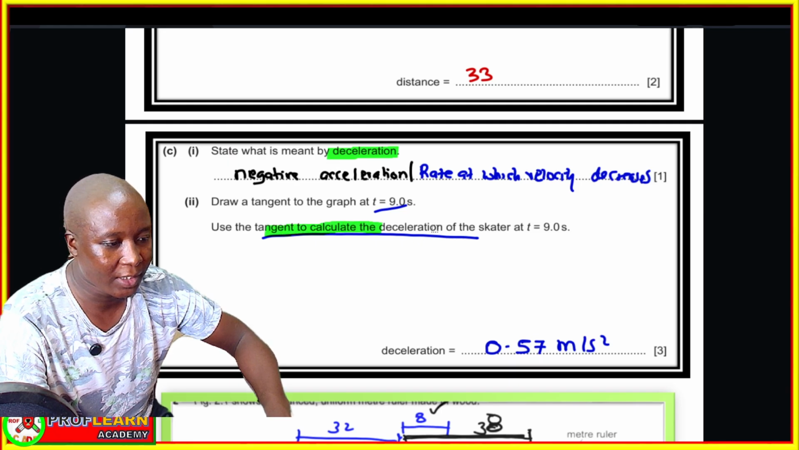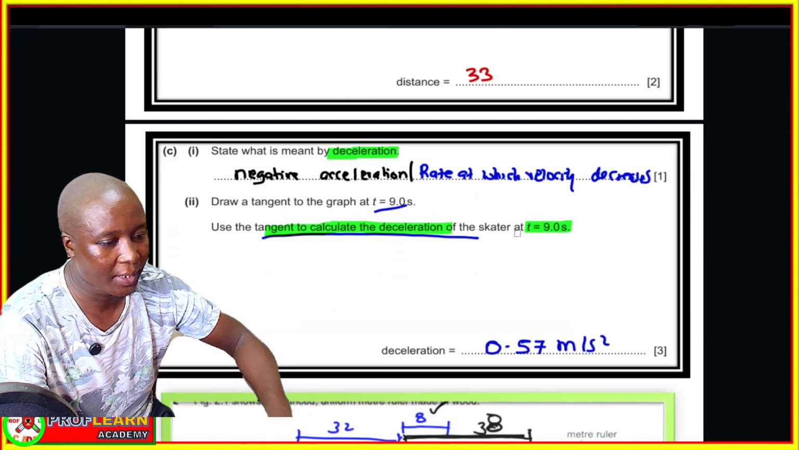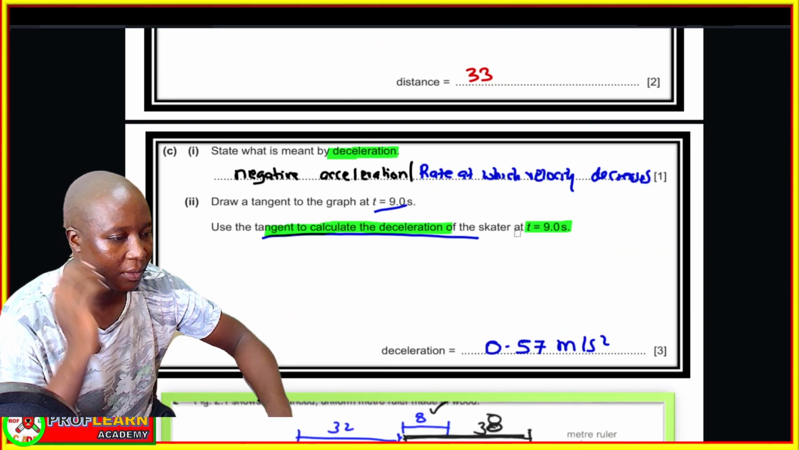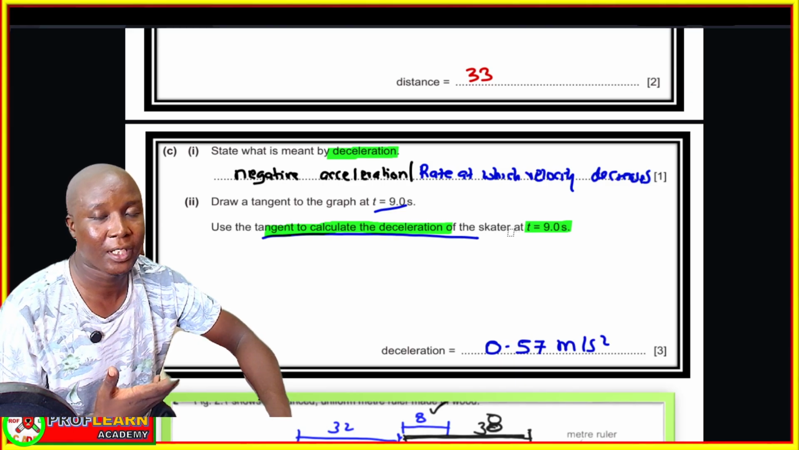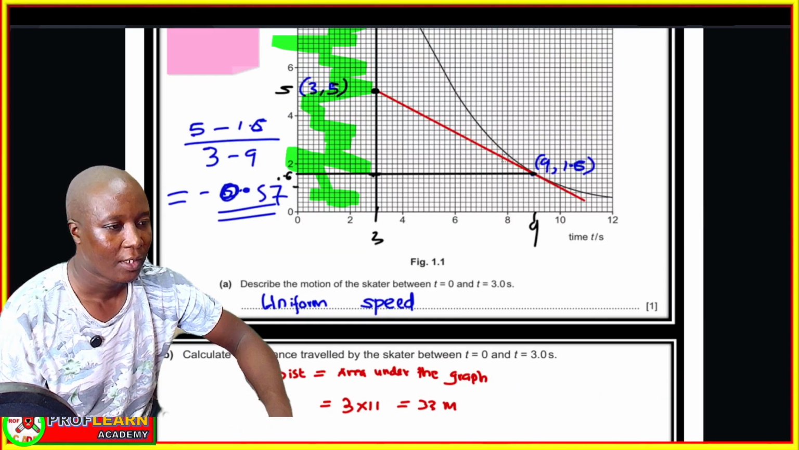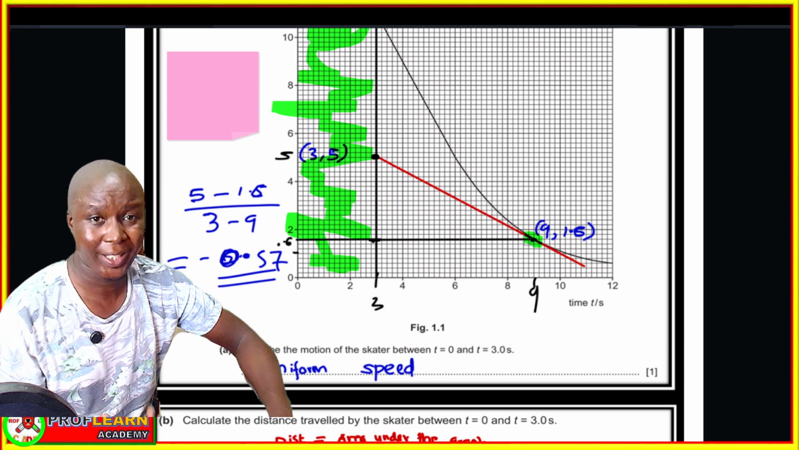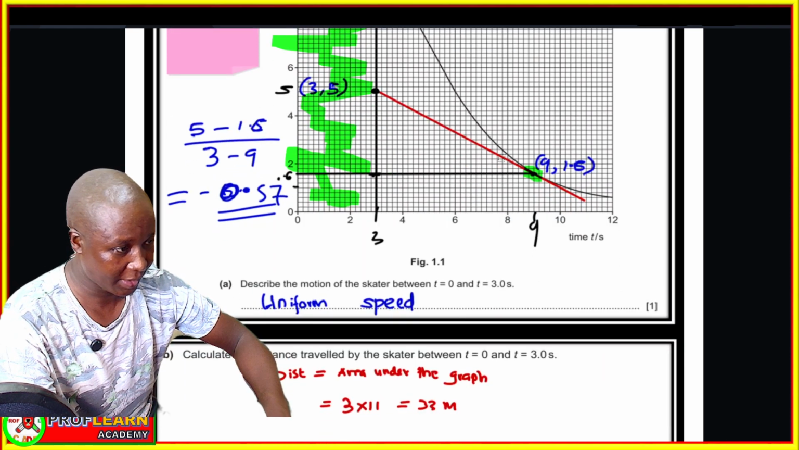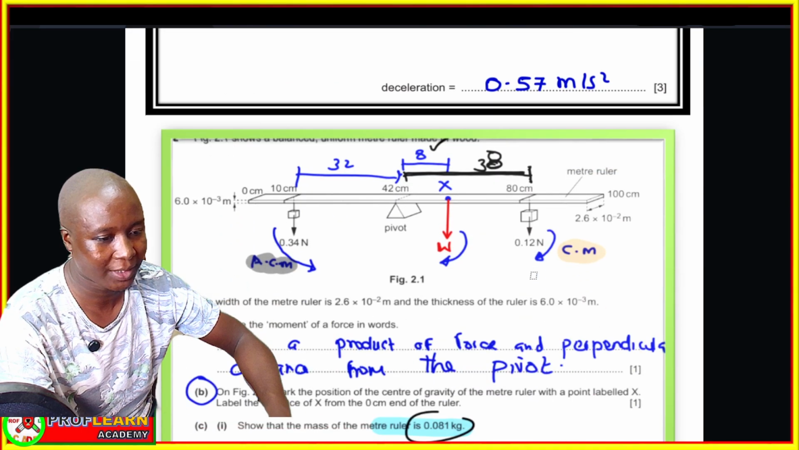Then candidates were asked to draw a tangent at 9 seconds, and then they were supposed to work out the deceleration. Remember, a gradient of a velocity time graph gives you acceleration, but since speed was decreasing, this graph, candidate was supposed to get a deceleration, and the tangent at this particular point is shown here. And then a candidate was supposed to get a gradient of 0.57 meter per second square to represent acceleration.